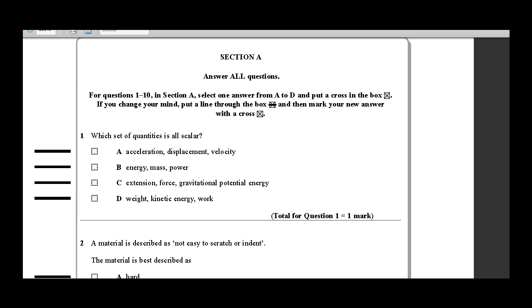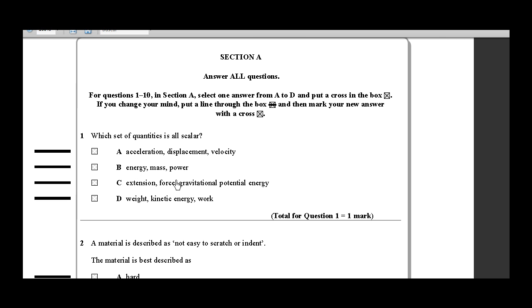So here's the first question, and it says, which set of quantities is all scalar? Well, in part A, acceleration is not a scalar, so I can ditch A. Part B, energy, mass, and power. That looks promising. I hope it looks alright to you also.